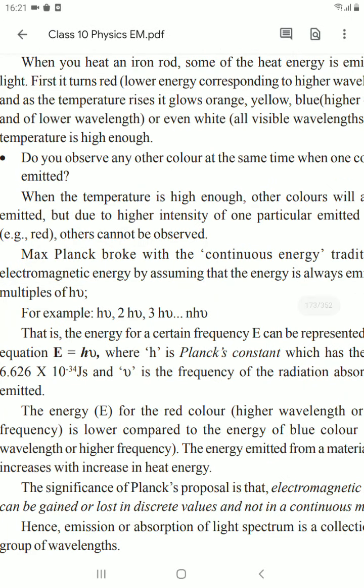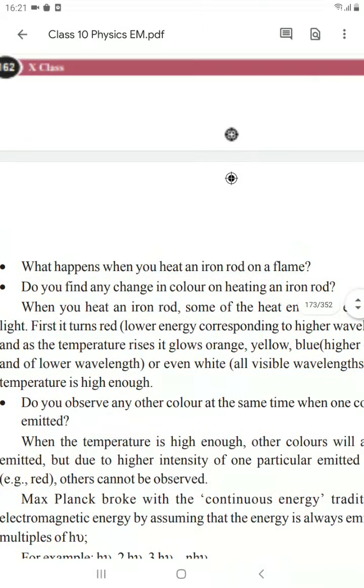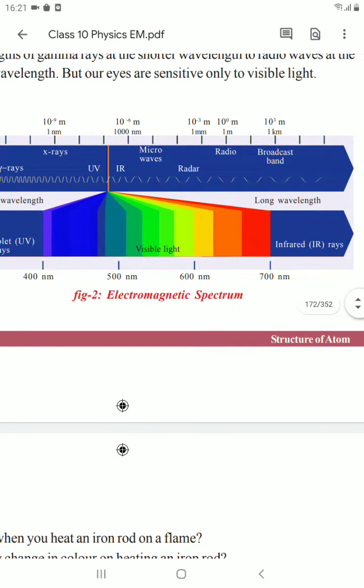So finally, in the visible spectrum, the energy for red color is lower when compared to the blue color. In the visible spectrum, the red color is in the lower form, and the blue color is in the higher form, because the emitted energy of an object or atom depends mainly on increasing the heat energy.